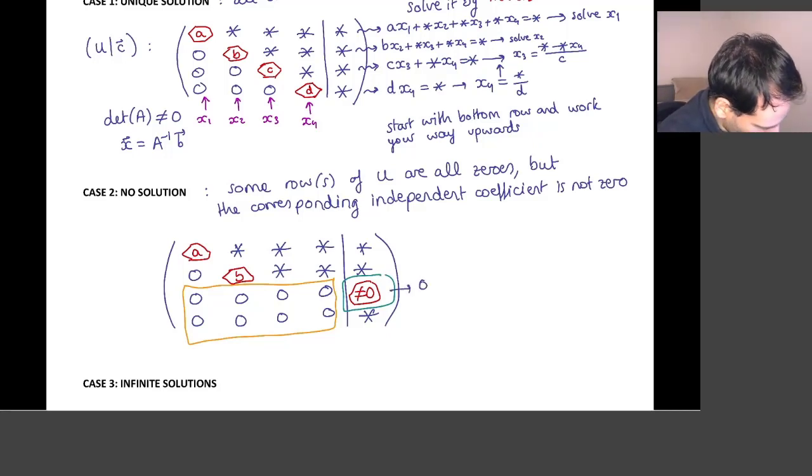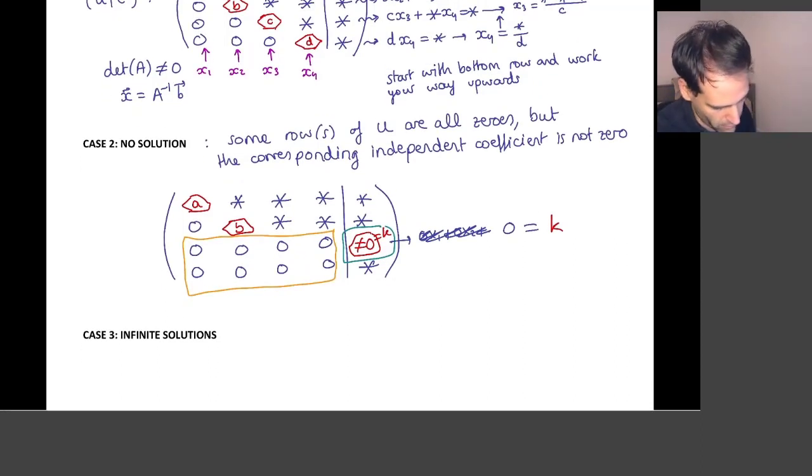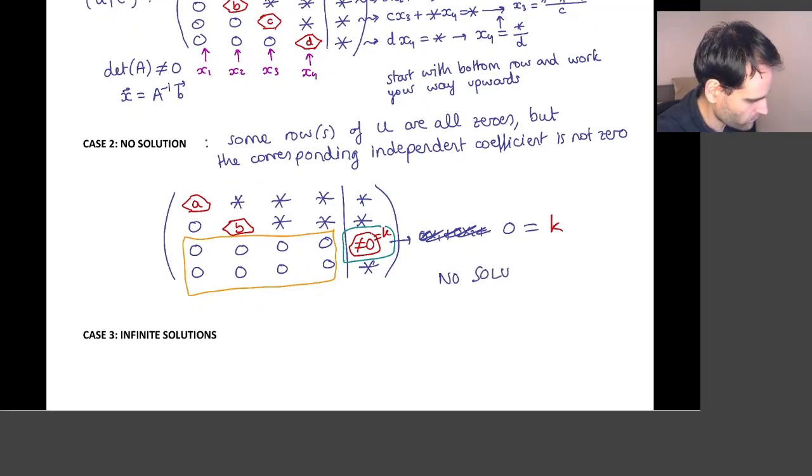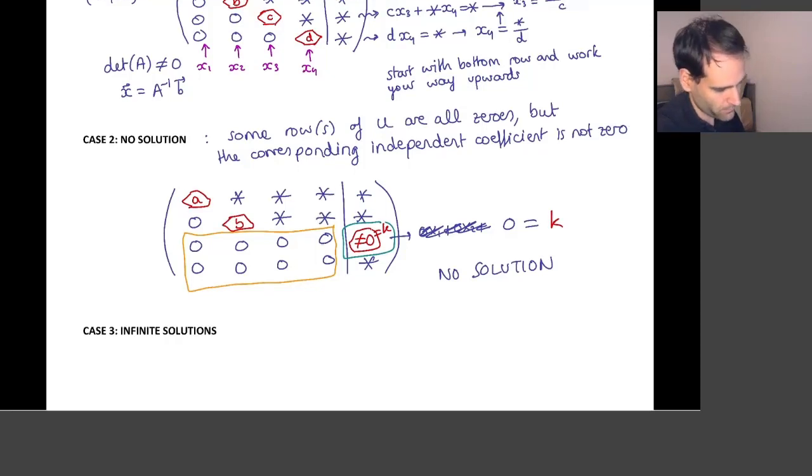What does this mean? This means that 0 x1 plus 0 x2 plus 0 x3 plus 0 x4, so basically 0, equals this non-zero number. So whatever this number is, maybe equal to k, so 0 equals k. So if k is not 0, there is no solution to this system. So then we say no solution. Okay, so the system has no solution.